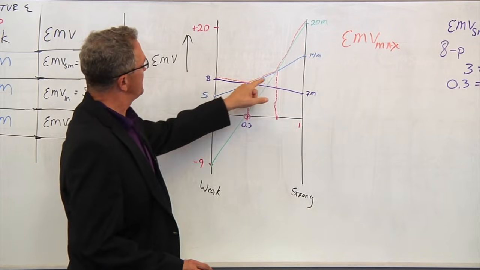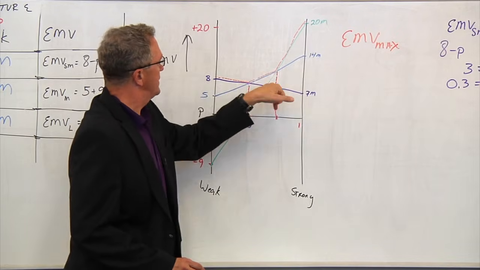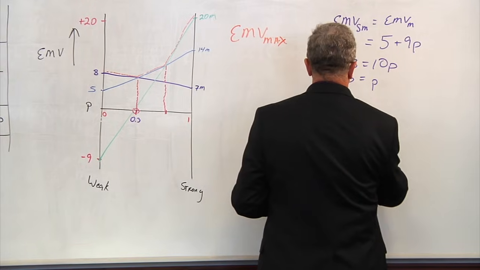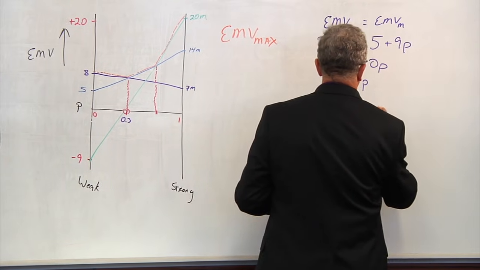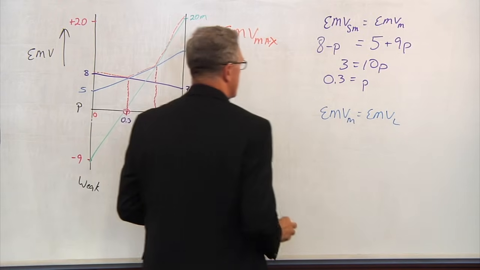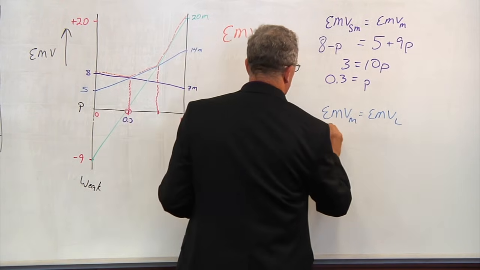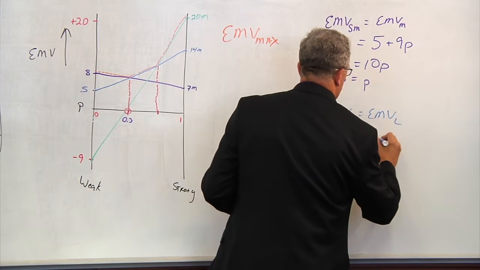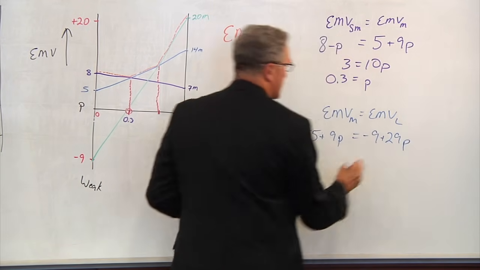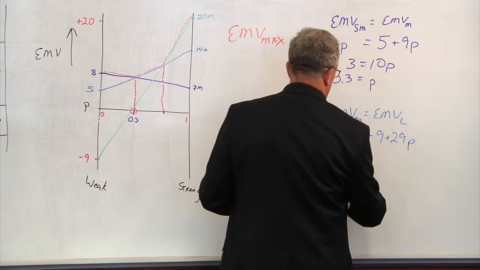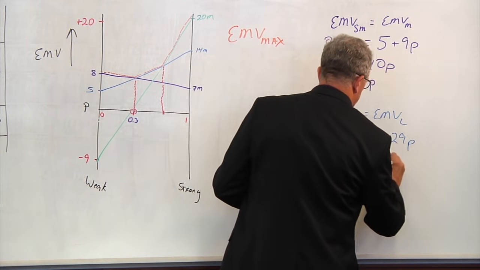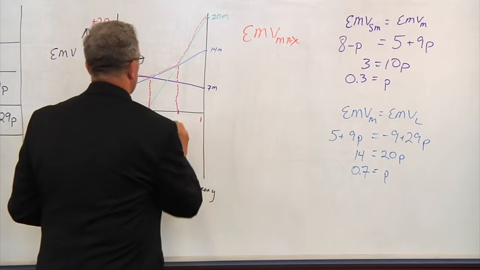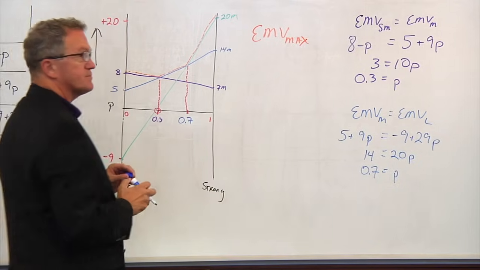We also need to find the indifference point between medium and large. So we'll do the same thing again. We'll come over here. Expected monetary value of medium will equal expected monetary value of large. Medium was 5 plus 9P. Large is minus 9 plus 29P. A little bit of algebra in here. We end up with 14 equals 20P. The probability is at 0.7. So this one is 0.7.